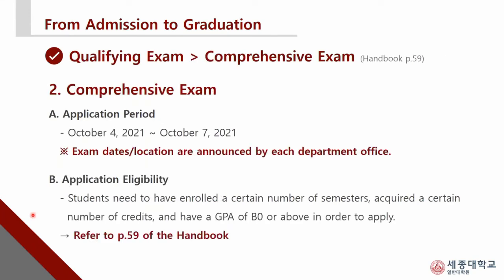Next is the comprehensive exam. The comprehensive exam dates and locations are announced by each department office, so you can ask your department for the exact details. And with the comprehensive exam, there are a certain number of semesters that students need to have enrolled for or acquired a certain number of credits and have a GPA of B0 or above in order to apply. So students need to meet these conditions in order to apply for the comprehensive exam. And for the exact conditions for each program, please refer to page 59 of your handbook.